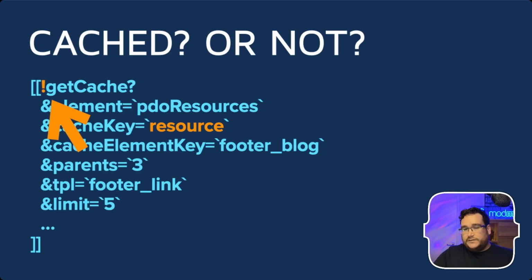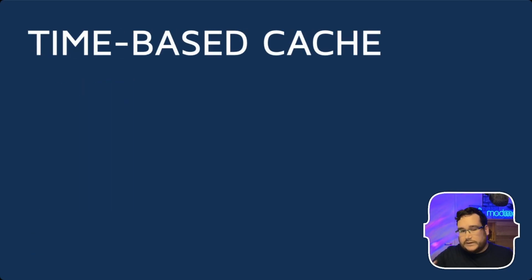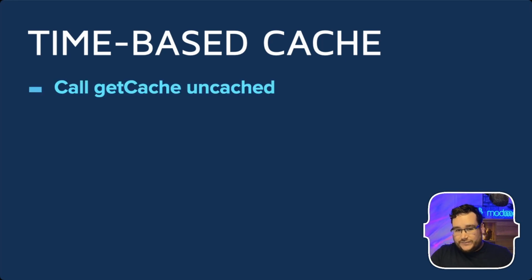For other use cases, the answer may be different. Perhaps you're fetching data from an XML feed that you want to keep around for 30 minutes or any amount of time, instead of connecting it to when a certain resource is edited. In such a scenario, we want to call getCache uncached, so with the exclamation mark at the start. While this will make sure that the snippet is processed every single request, it is lightweight. So calling getCache uncached is not going to hurt your performance, especially if you're using it at the right point, where you're replacing something that does take more processing.